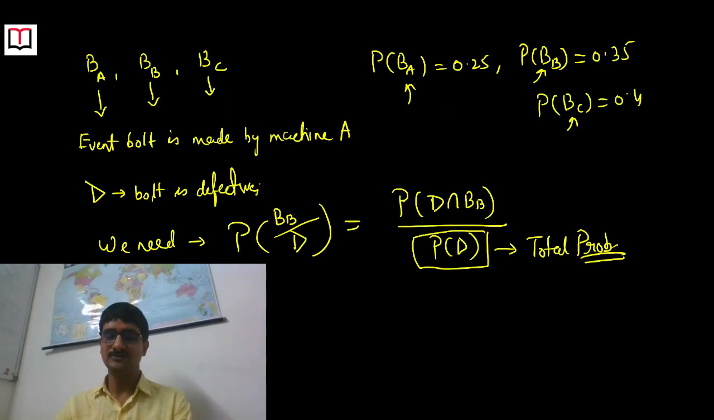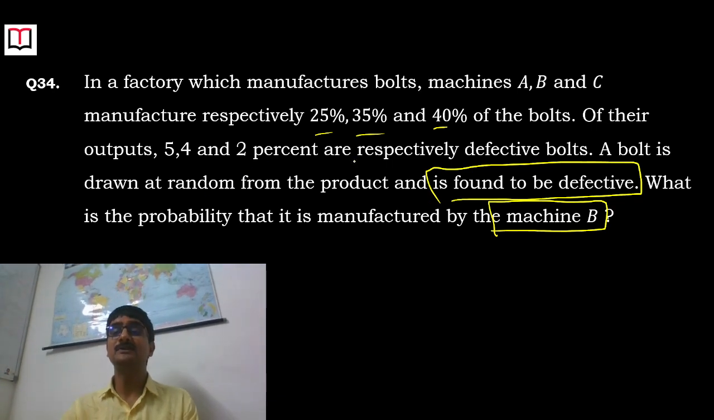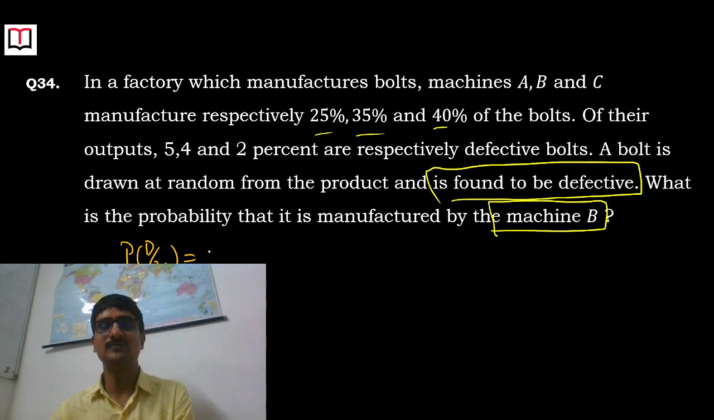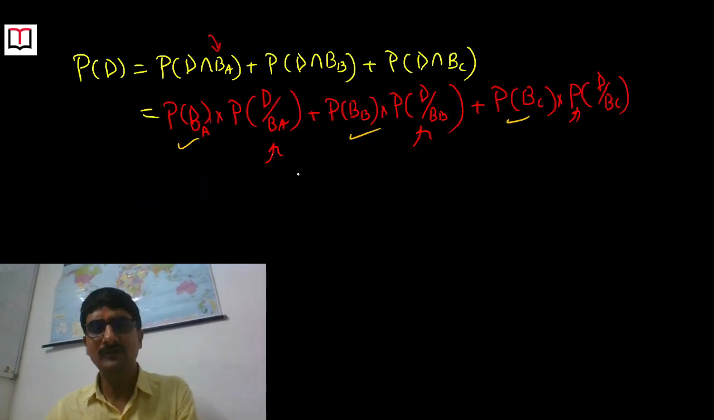So how? Read the question again. Of their outputs, 5, 4, 2% are respectively defective bolts. What does that mean? The probability of a defective bolt when it's manufactured by machine A is 0.05. The probability of defective when it's manufactured by machine B is 0.04. The probability of it being defective when manufactured by machine C is 0.02, and that's it. So we know all the probabilities.